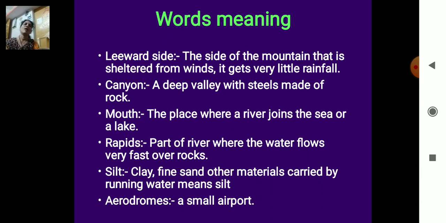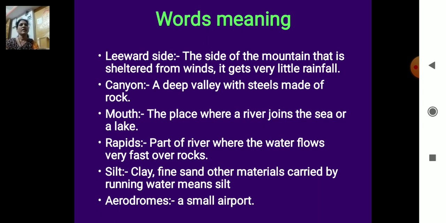I hope you all have understood the lesson. Let's see some new words from the lesson. First one is leeward side, the side of the mountain that is sheltered from winds. It gets very little rainfall.